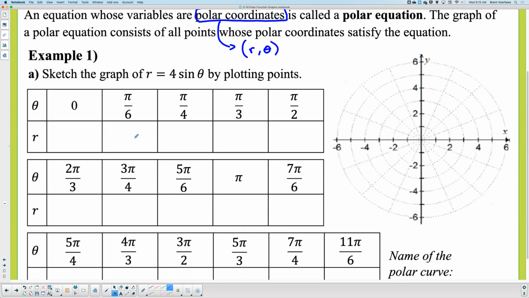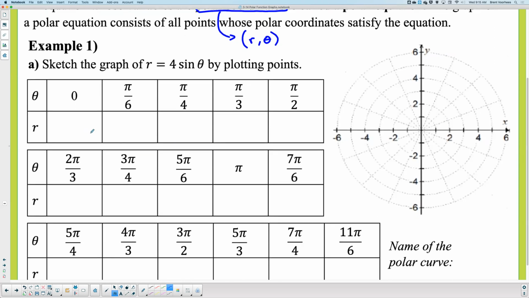First, I'm going to fill in these values. We can use our hand trick to help us with these, but these are unit circle values. I want you to think through what we're going to do: take 4 times the sine, fill in this table, and then we will graph it over here and look at what the graph looks like.